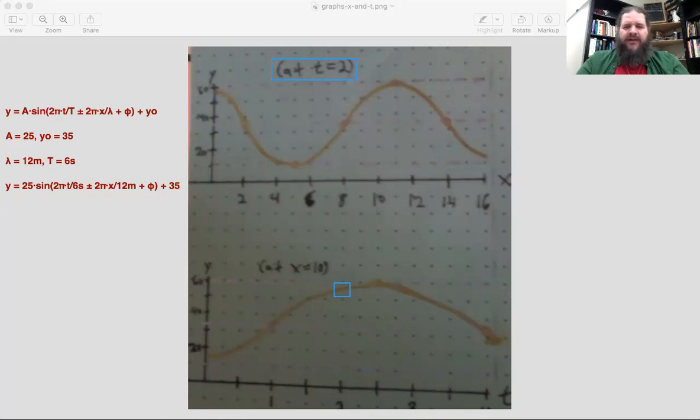In fact, yeah, the x value for this entire graph is 10. And then the y value, kind of difficult to tell exactly, but looks like around 55. So that means this point has coordinates t equals 2, x equals 10, y equals approximately 55.